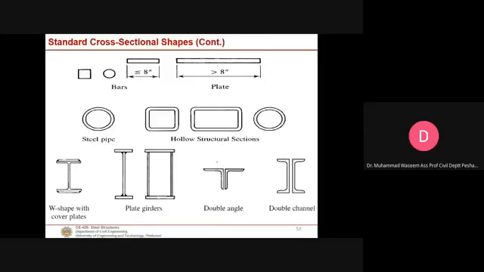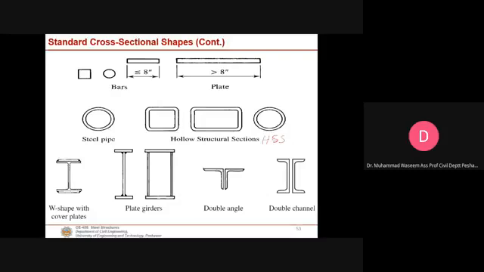There are also bars which you can use. Bars are those steel members or shapes which have a width less than 8 inches. If the width of a rectangular section is more than 8 inches, we call them plates. Then we have steel pipes and hollow structural sections, which most of the time we will designate with the term HSS, hollow structural steel.